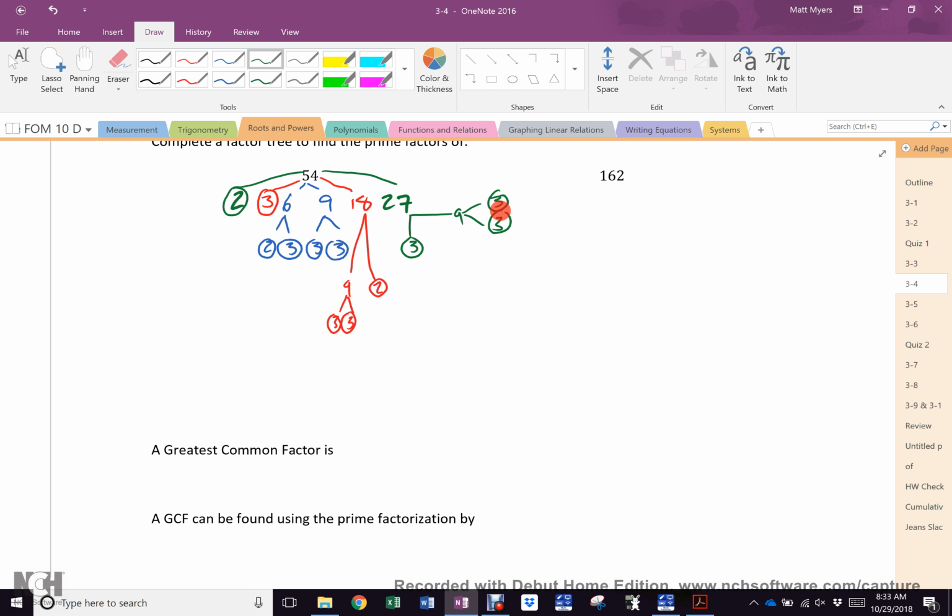Now, knowing what you know about exponents, what would you write down here if I told you I wanted the product of primes? Well, a product means I got to multiply factors together. And if it's a product of primes, it must mean I can only use primes. So how could I write 54 as a product of primes? 2 times 3 times 3 times 3.